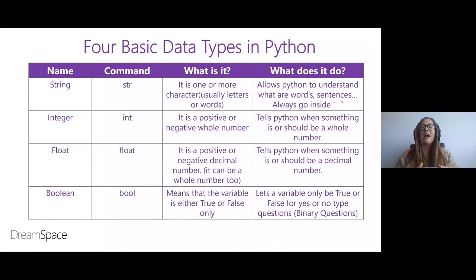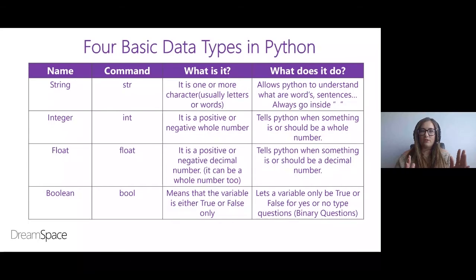So we have our string, which is usually one or more characters, so letters or words. You might have heard me there saying, I'm going to put my line in my inverted commas because it's a string. That line was a character, wasn't it? So any words or letters can go inside those inverted commas, like Michael or Corey or that line.